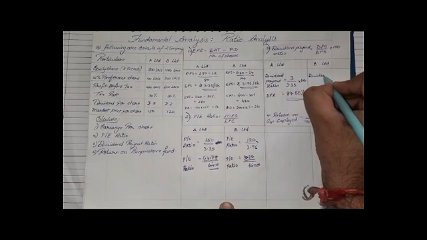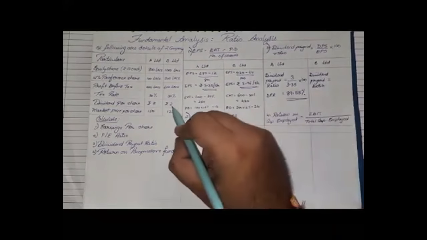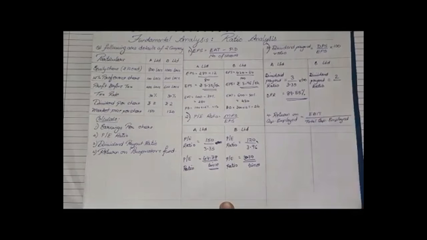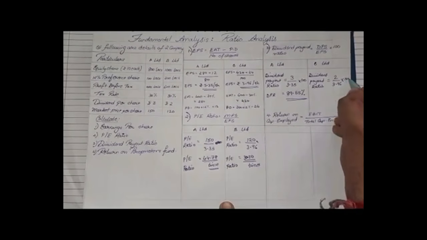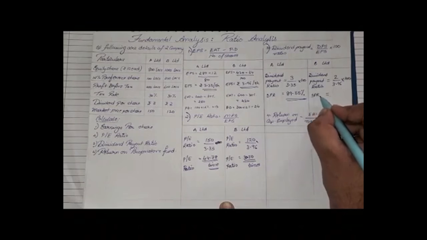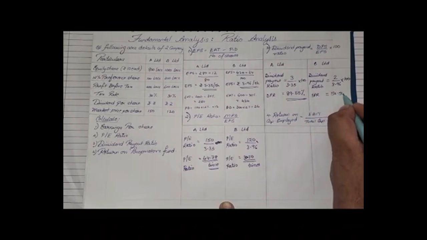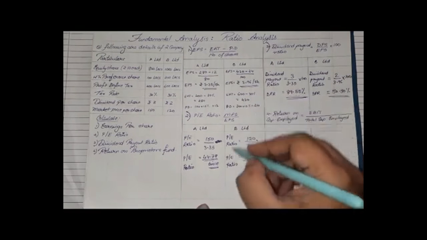Same way we solve it for B Limited also. So the dividend payout ratio is equal to dividend per share for B Limited, which is rupees 2, divided by the earning per share, that is 3.96, into 100. So again, when you divide and multiply, your answer should be approximately 50.50%. So if you see very carefully, we are not doing anything great. We are just using the formula and substituting the values from the question, whatever they have given us. So we are done with the third one.